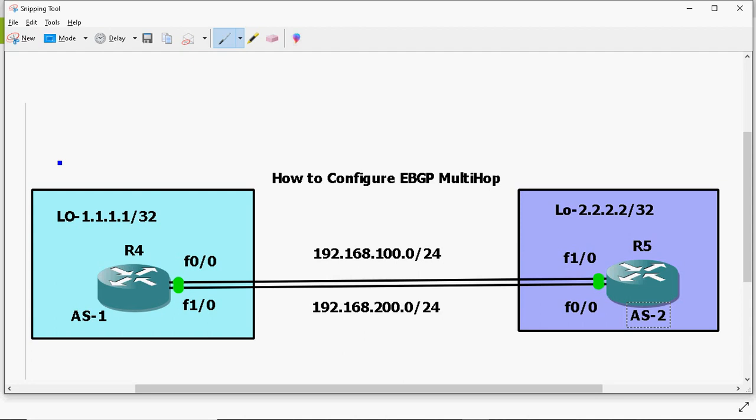So there are two possible paths to reach the R5 LAN network. So I just give ip route 4.2.2.2 with its subnet mask, and the exit IP is 192.168.100.2, and another static route is 2.2.2.2 subnet mask /32, and the exit IP is 192.168.200.2. So we can see.